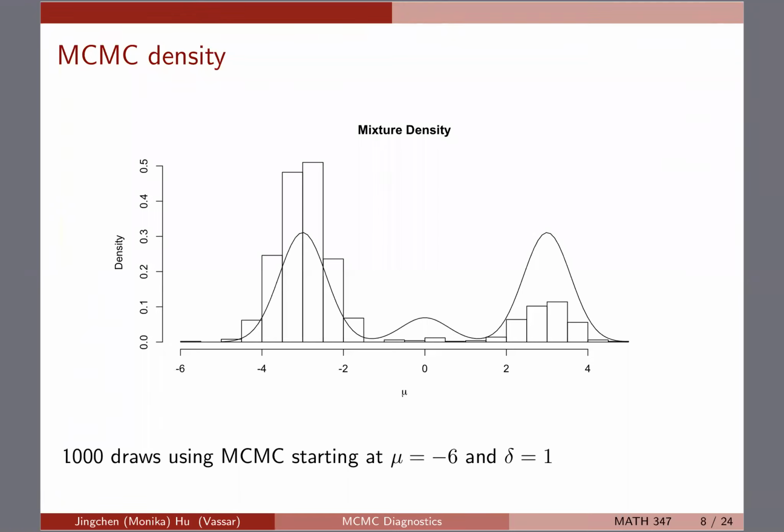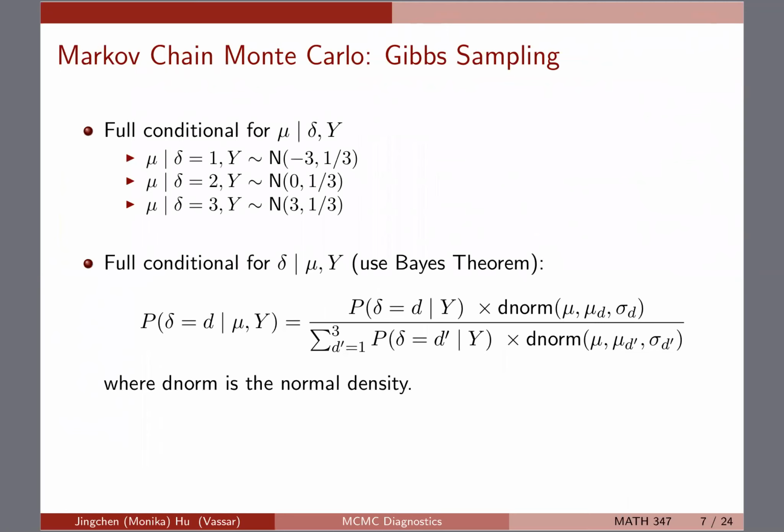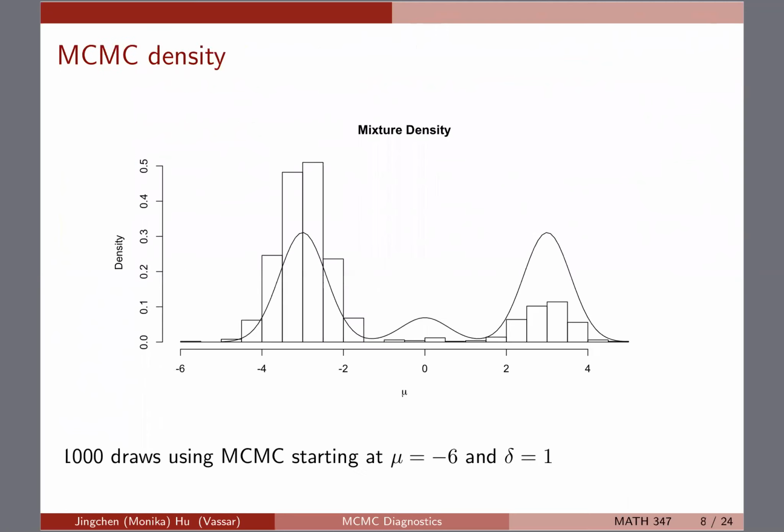So this is my MCMC draw. Not really good, right? I run it for 1,000 draws. This MCMC is from what I derived from here, and then I run the Gibbs sampler iteratively. I run it for 1,000 draws, and these are my starting points. So not yet capturing what I wanted to do, right?